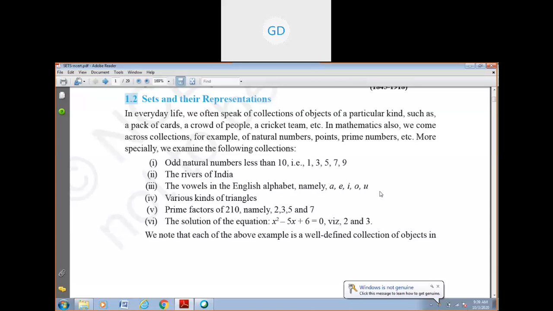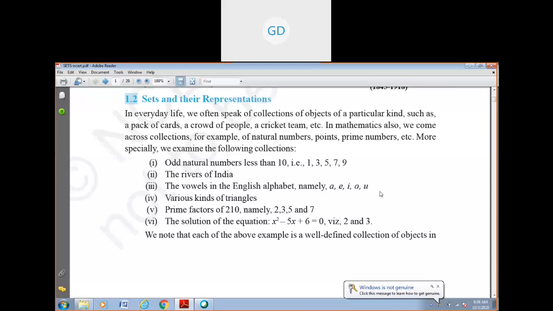Beautiful girls of your class, of your college, of your university, it is not well defined. Who is beautiful, who is not, who will decide this? There is no yardstick to measure in terms of numbers that this person is beautiful, this person is beautiful. It cannot be converted into quantity. So it is not well defined. That's why you cannot say this is a set.